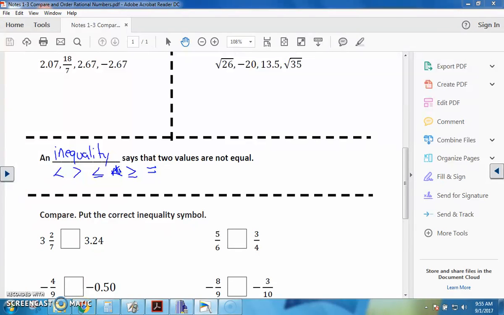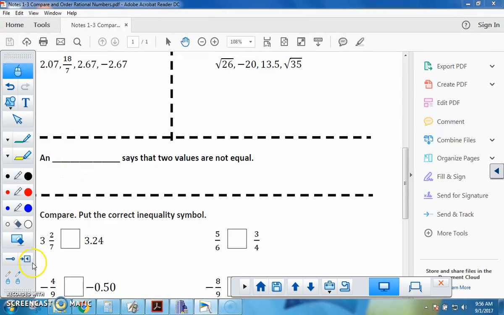Now remember, with inequalities, the gator eats the largest number. Okay? Be very careful when we're talking about negatives. The farther away from zero it is on the negative side of the number line, the smaller the number is. So every year I have students who try to tell me that negative 80 is larger than negative 50. So what you're saying is that you'd rather owe me $80 than $50. Okay?